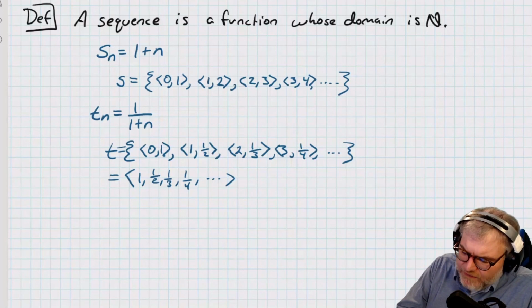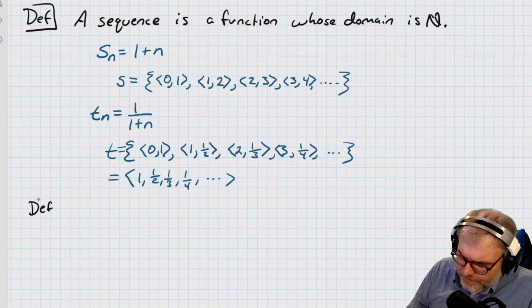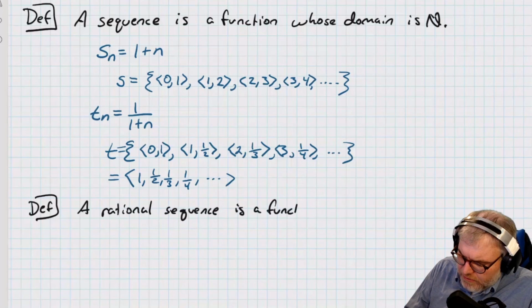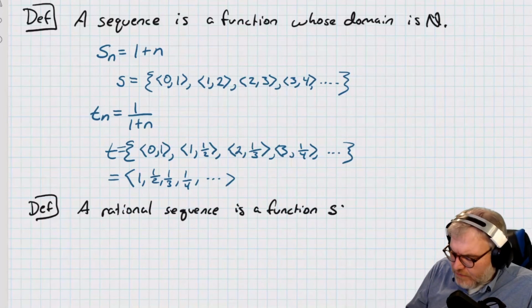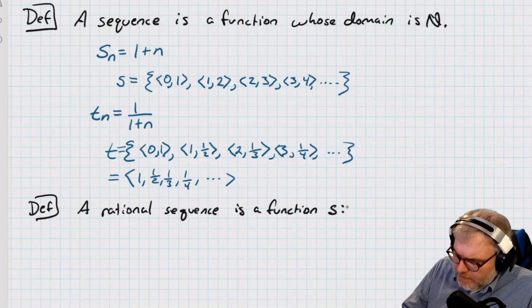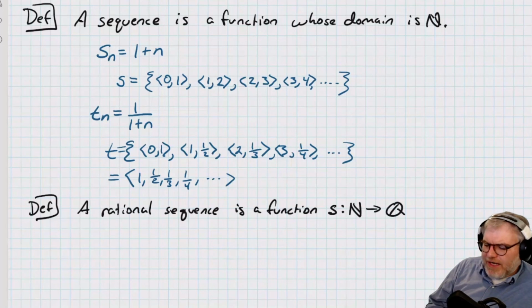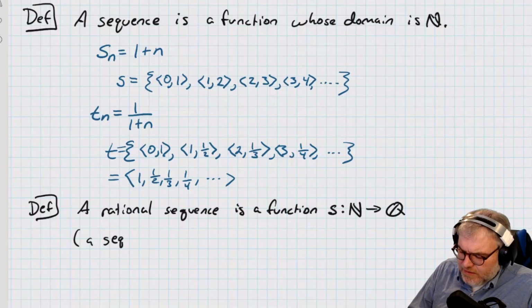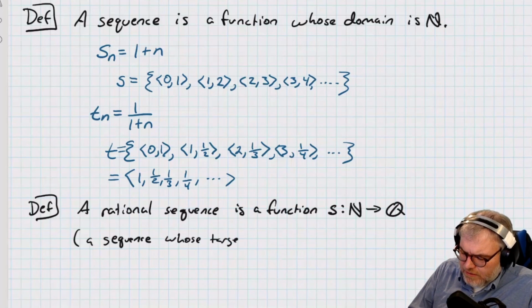And there's one more that's very important: a rational sequence. A rational sequence is a function s, I'll just use s, from the natural numbers to the rational numbers. Okay, so a rational sequence is a sequence whose target is Q.